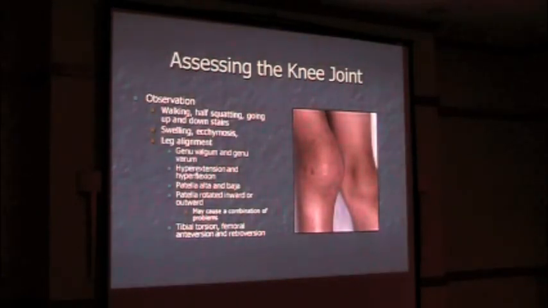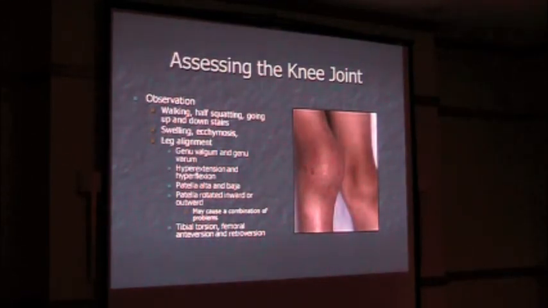So you start with observation. Look at the patient, look at the knee. Watch the patient walk up and down the hallway. See what their gait is like. Do they have an antalgic gait? I mean, are they limping, or are they walking with just a little bit of a limp, or are they walking with a normal gait? Look for swelling and ecchymosis of the knee. Look at their alignment. Are they knock-kneed?